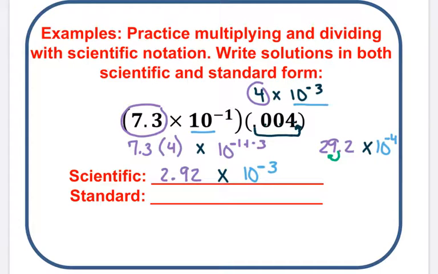Okay, well, if I want to rewrite this in standard form, I would need to move that decimal place 3 places. So that means I'm going to need to add 2 zeros. Okay, and you can see that it moved from behind the 2, and there's 3 place values.